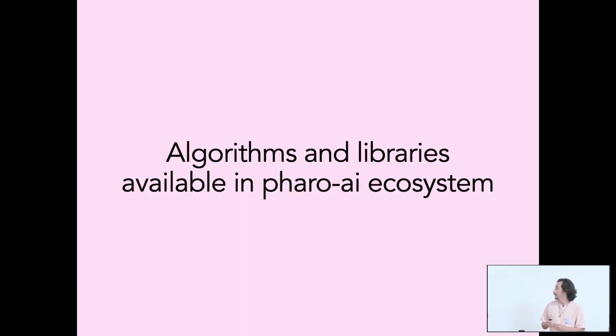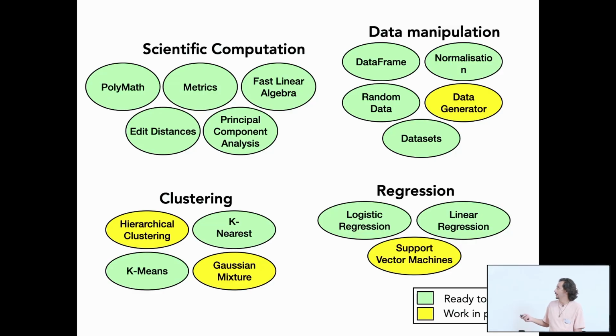So now I'm going to show you a little bit of the available algorithms and libraries that we have in our Pharo-AI ecosystem. And as I mentioned before, this is not only our work, this is also the work of the Pharo community together. So for the first part, for scientific computation, like math or statistics, first we have Polymath. That is our biggest library for doing pretty much all math. There is stats, there is also a little bit of differential equations and so on.